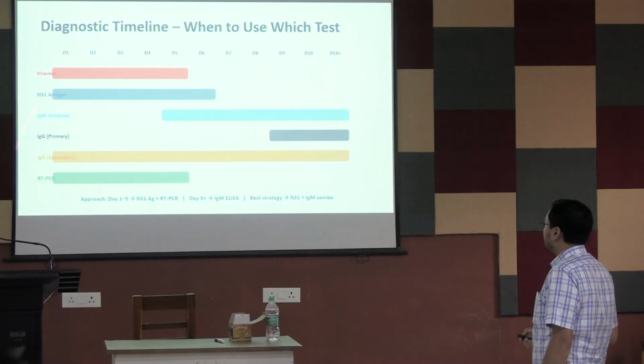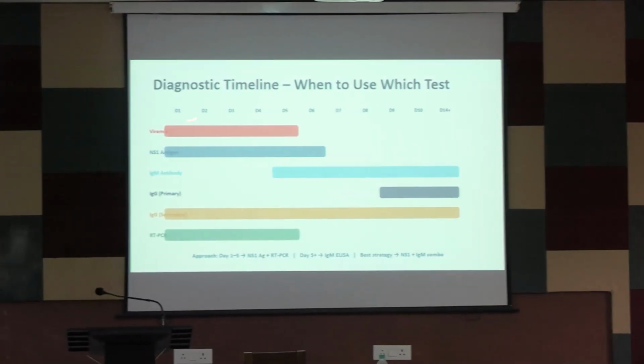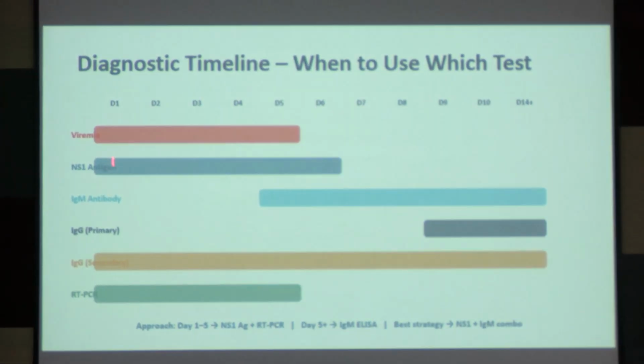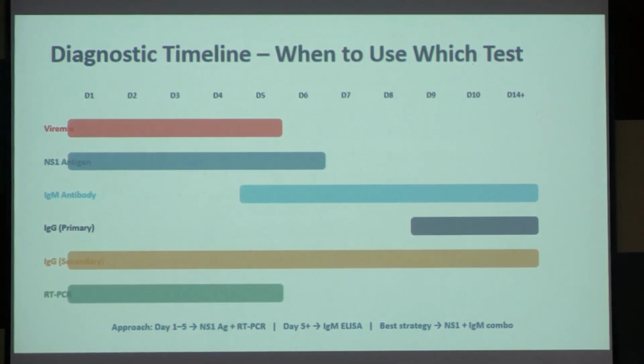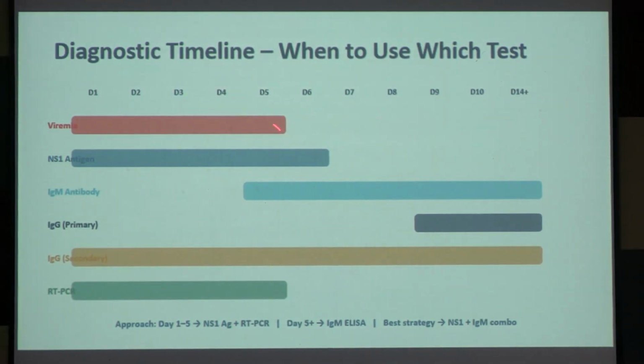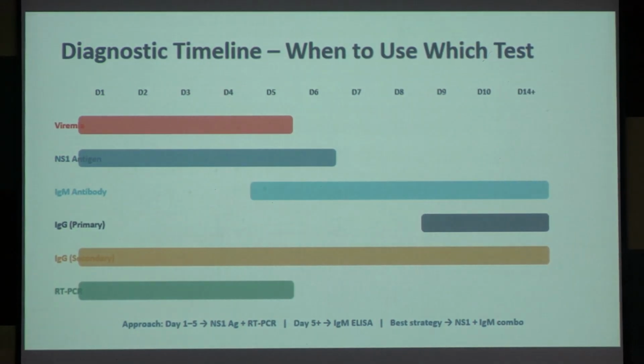So this is the diagnostic timeline. Viremia starts from day 1 to day 5, and NS1 antigen also coincides with the viremic phase, from day 1 to day 5. IgM antibody starts developing from day 5 onwards. So on the fifth day, in that phase, IgM and NS1 both can be positive. Primary IgG starts developing from day 8 and beyond, and it remains beyond day 14 itself.